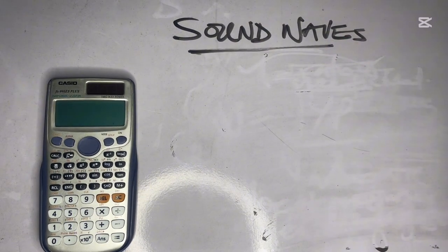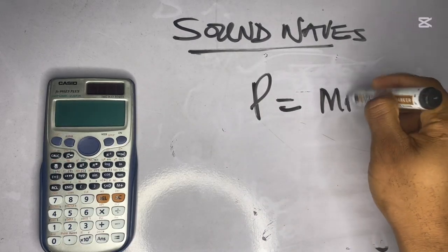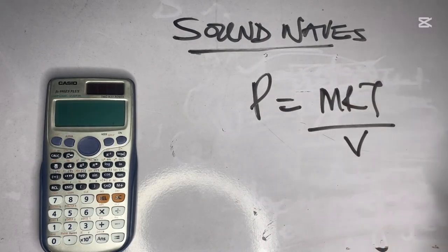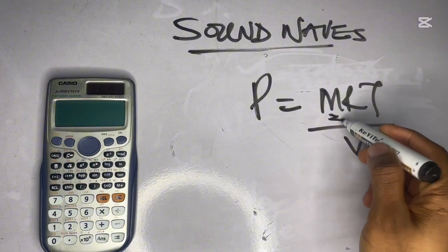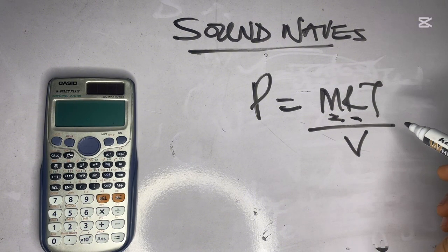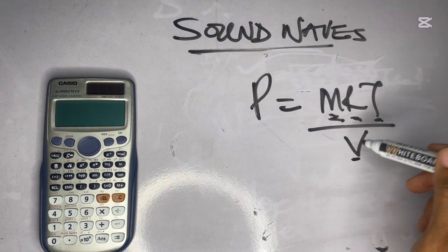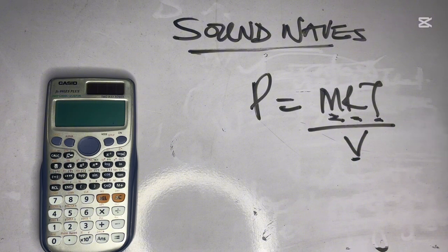So the formula for the local pressure P is equal to mRT over V. M is known as the molecular weight, R is the gas constant, T is temperature, then of course V is volume. In this case, V does not denote velocity, it denotes volume. And you know that molecular weight is more like molar mass, or relative molar mass.